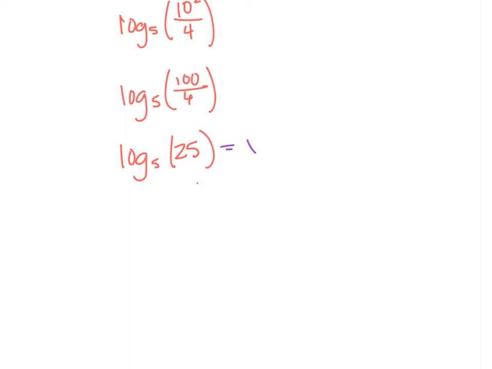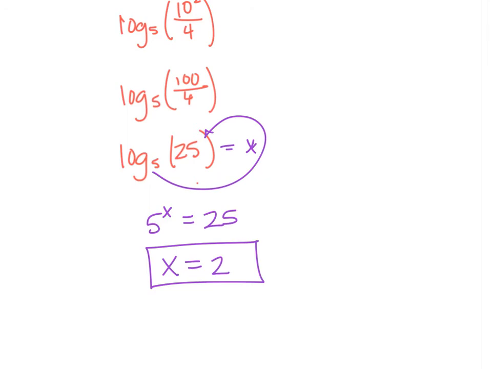Now we're ready to evaluate what this logarithm is. So we set it equal to x, set it up in exponent form. 5 to the x power equals 25. And we know that 5 squared is 25, so x equals 2. So just a couple more examples.